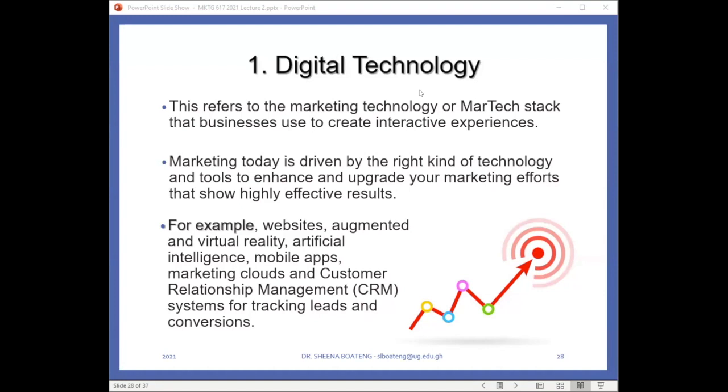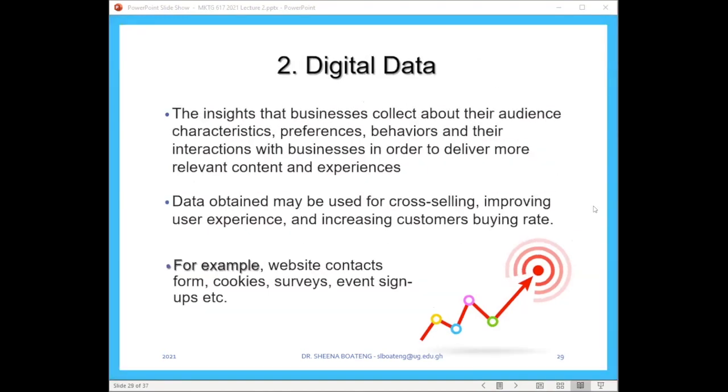More examples of the technology include artificial intelligence, which we have been able to identify Kwame of Bolt to be one of such. And then we can also talk about mobile apps, marketing clouds, right? And then customer relationship management systems for tracking leads and conversions, right? And that is it for digital technology. Next, we can talk about digital data. And customer relationship management technology helps us to manage digital data relating to our customers.